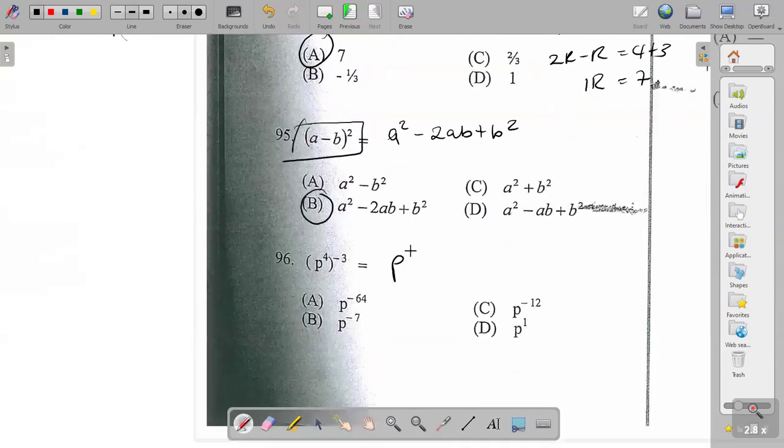Here we're multiplying P 4 times negative 3. So the answer is P negative 12.